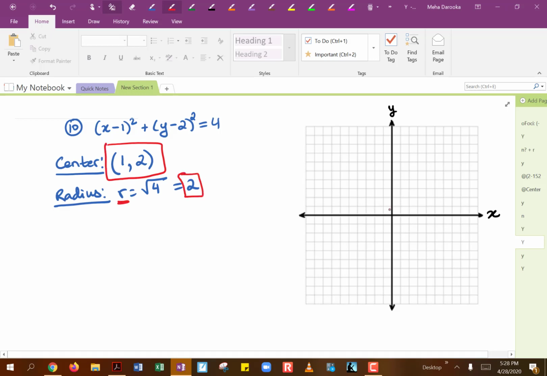The center is at +1, +2, and the radius from there is going to be 2 units out. So going 2 units from the center in all directions will give us what this circle ends up looking like. There you go, with the center at 1, 2. This is what our graph will look like, and there you have your center and radius.